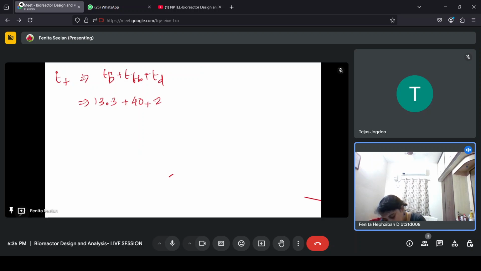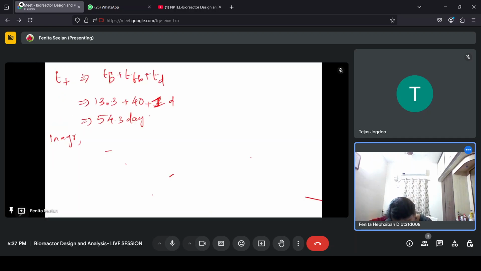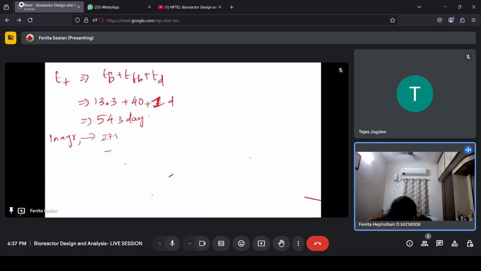Let's convert it to days as everything else is in days. So 1 day is equal to 24 hours, so 41 plus 13.3 is 54.3 hours. And it's also given in the question that in a year the fermenter is available only for 275 days. So this is the number of days it takes to run one single run.